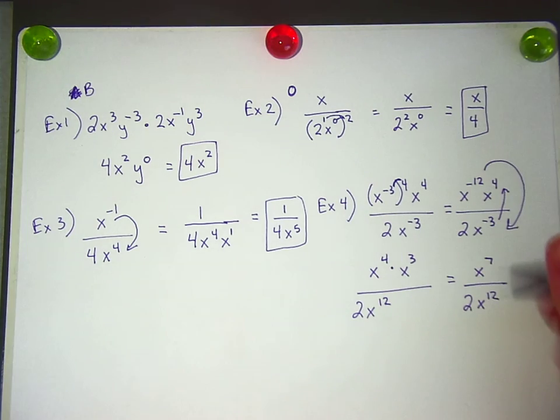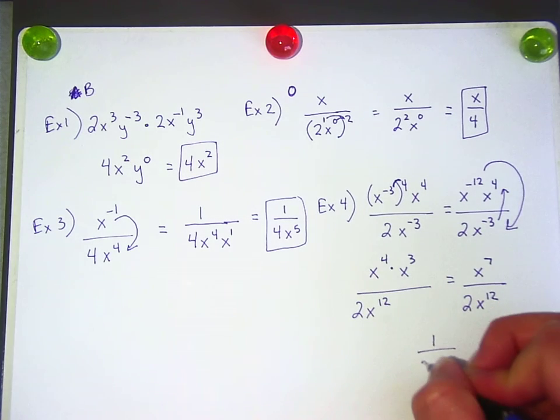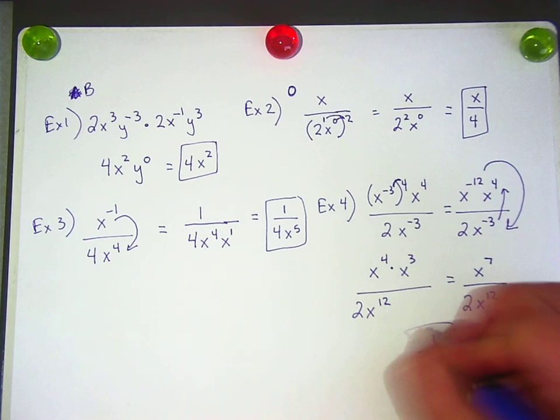Now this one, can you cancel it in your head? Imagine that there are 7 x's on the top and 12 x's on the bottom. Can you imagine canceling out 7 of them? What would be left? 5 on the top or the bottom? Bottom. So this answer would be 1 over 2x to the 5th.